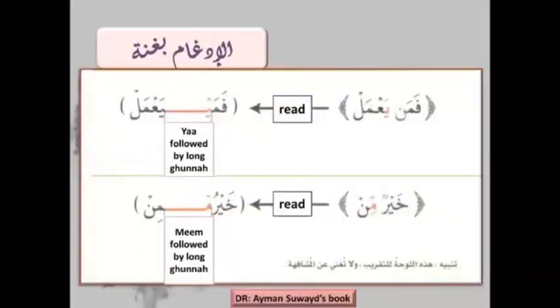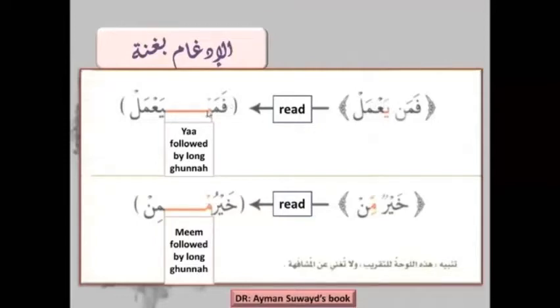Okay, الإدغام بغنة. Let's see how we can read it to understand the definition we just said a few minutes ago. This is فَمَنْ يَعْمَلْ. We have 2 words here. The first word ends with nun sakina. The second word starts with a letter with a harakah, ياء with fatha. How can I read it? Listen carefully. فمن يعمل، فمن يعمل، فمن ي. So I have غنة here.